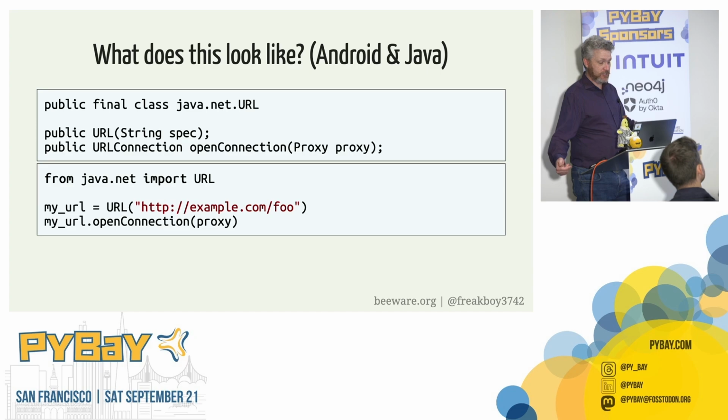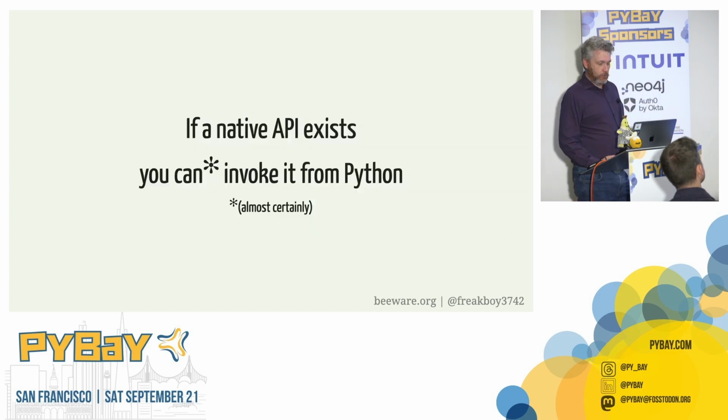Windows and C# has a similar story with Python.net. On GTK, we're using the native PyG object APIs, which are mostly documented as Python anyway. Web and JavaScript has a similar story. Why tell you all of this? Well, first off, if a native API exists for something, you can almost certainly invoke that API from Python.